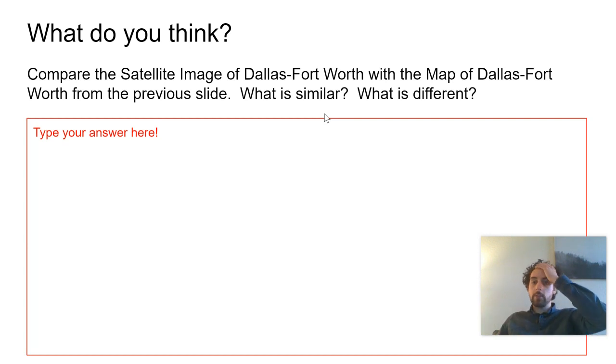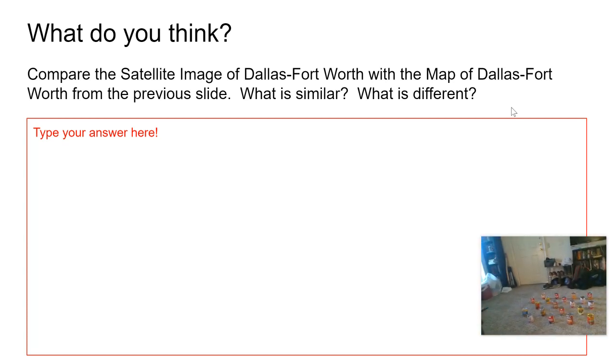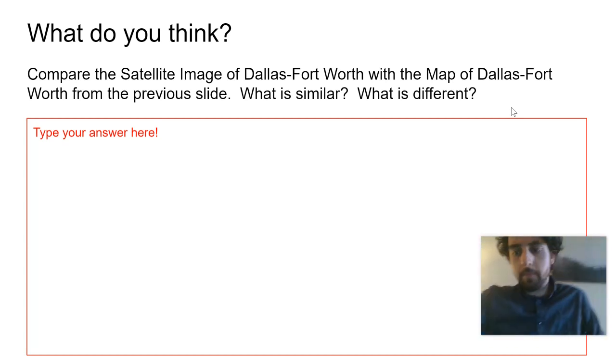If you need a sentence starter, you could say similarities between the satellite image and the map are, and then tell me what the similarities are, period. Differences between the satellite image and the map are, and then list for me the differences. All right, go ahead and do that. Okay, everybody finished? Yes. Okay, moving on.